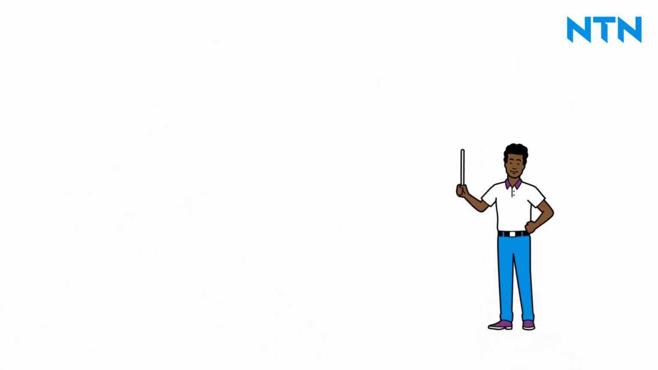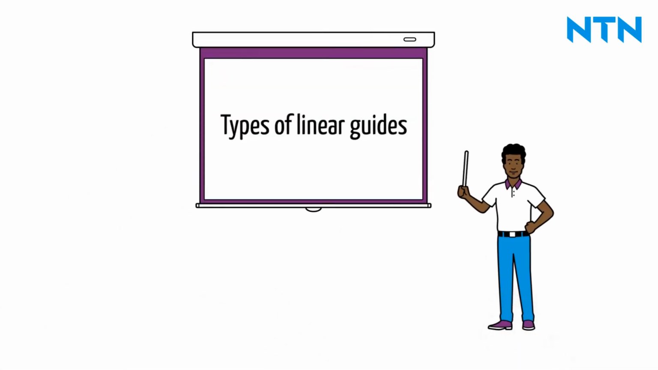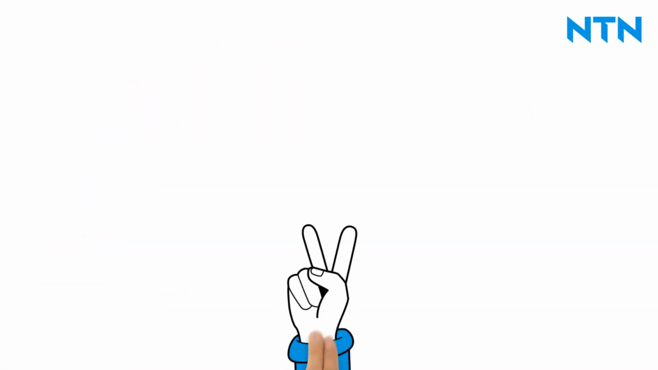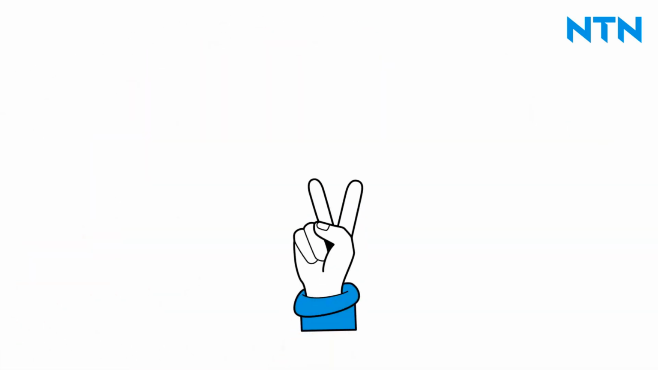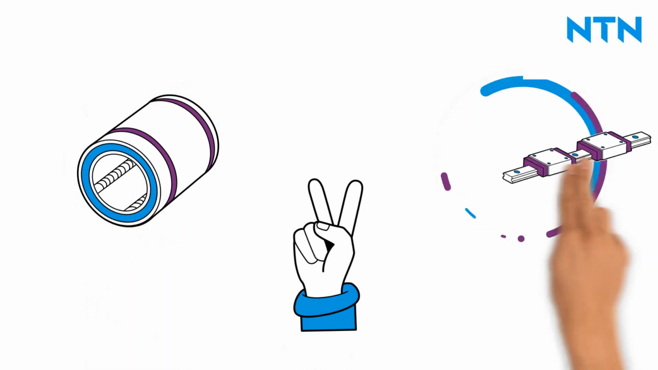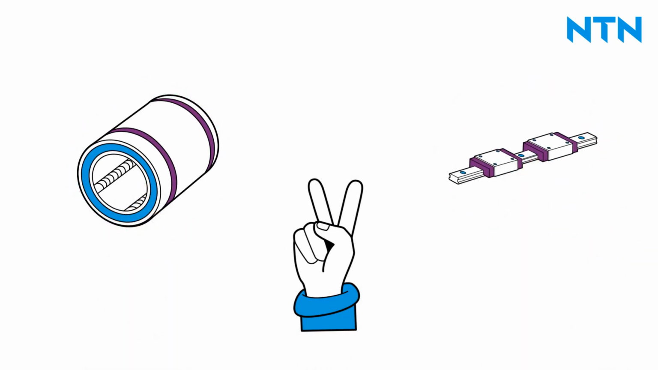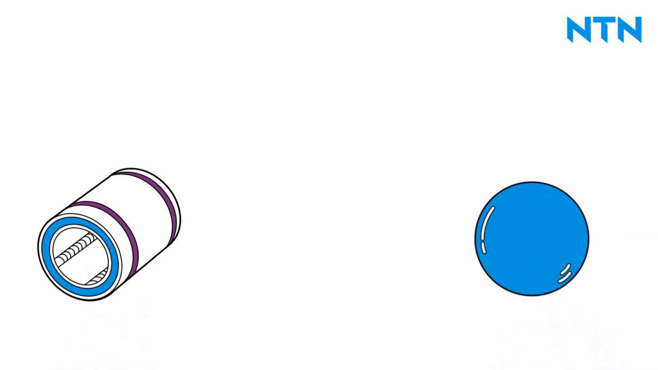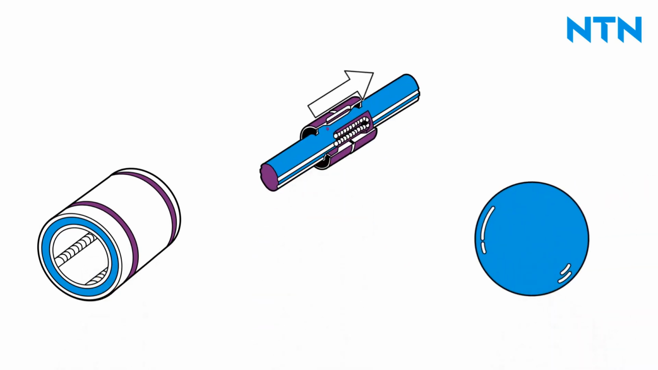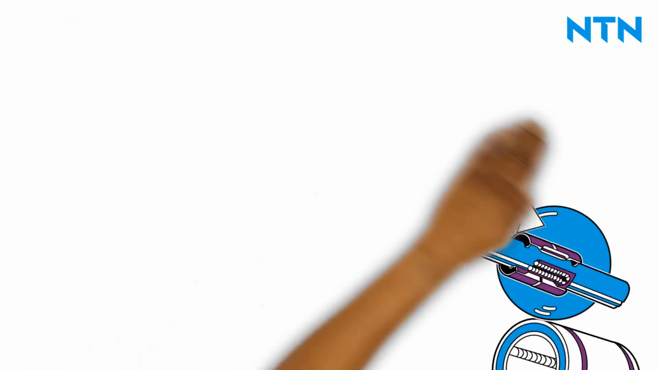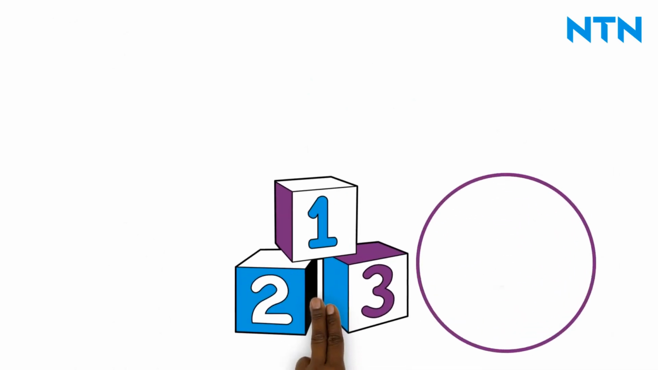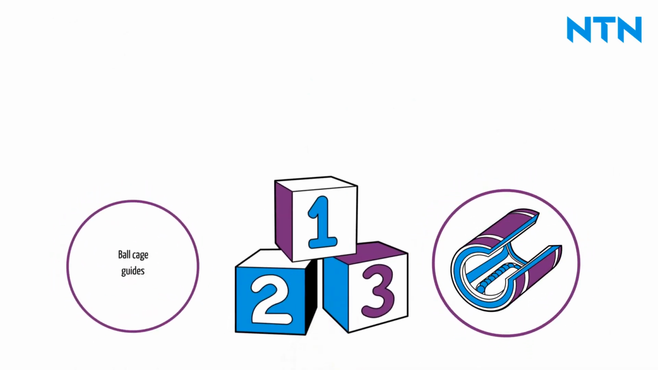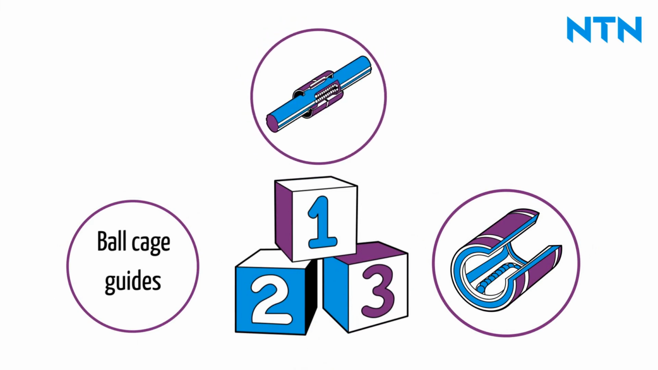The professor started today with the topic of types of linear guides. There are two types of linear guides, namely shaft guides and rail guides. The shaft guides have balls as rolling elements and can only be moved axially. They are divided into three types: ball bushings, ball cage guides, and ball splines.